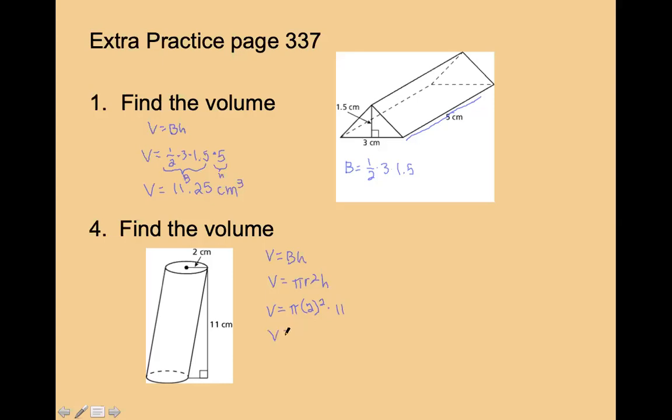So I'm going to simplify. 2 squared is 4. 4 times 11 is 44. So we end up with 44 pi. Or if you want to multiply that out, it ends up being 138.23. And again, I look at my units, it's centimeters, so it's centimeters cubed if I'm talking about volume. All right, let's look at our next slide.